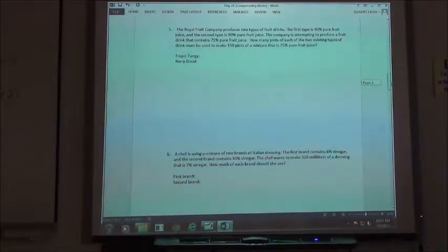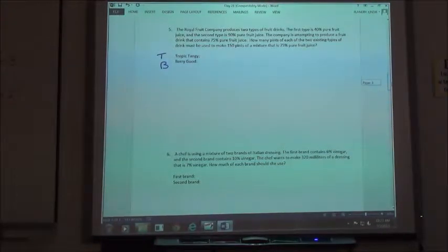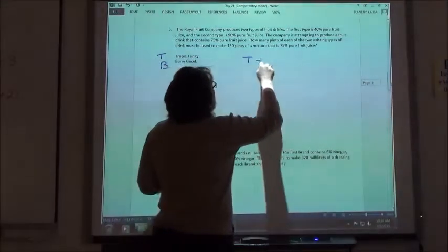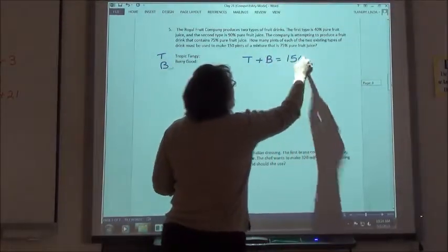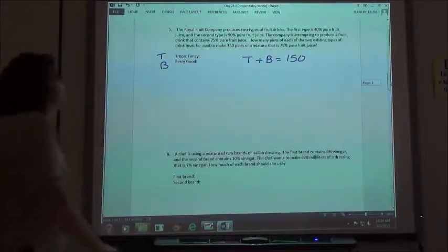So our two types, tropic tangy and very good. I'm going to use T for that one and B for that one just for fun. Tropic tangy, very good. So our first equation is coming from our amounts. You can make a table if you want, but I don't know that you really need to. If I look at my amounts, the sum of my two amounts is going to be? So T plus B equals 150? Exactly. The amount of T plus the amount of B is going to be equal to the 150 pints that we had all together. Then doing our equation from our percentages, we're going to have what?